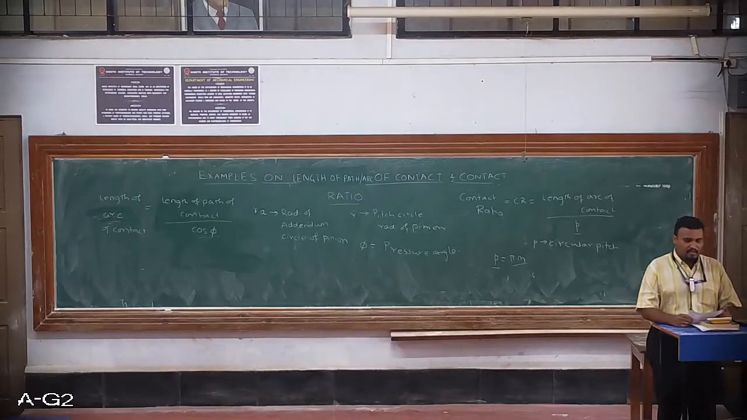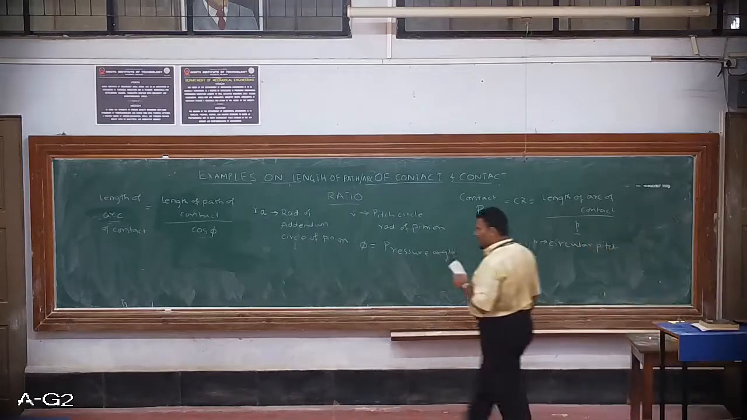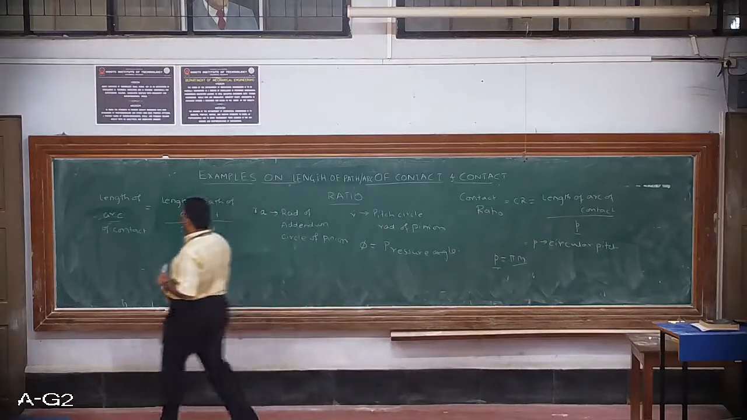If the arc of contact is 1.75 times the circular pitch, find the addendum. So first let us start with what is given to us.